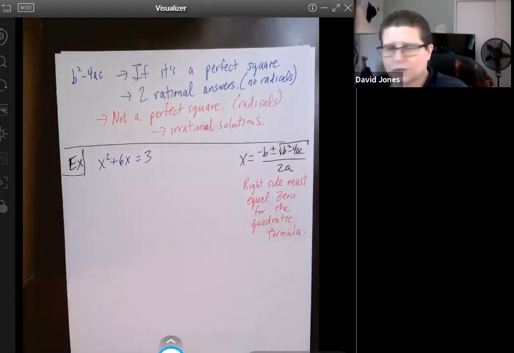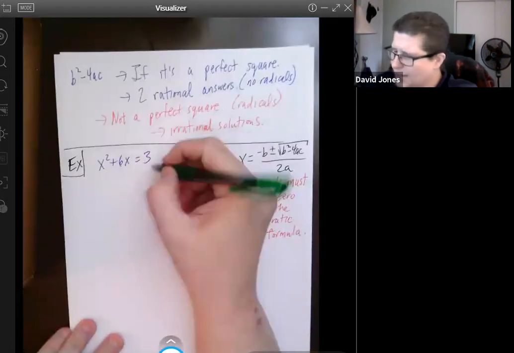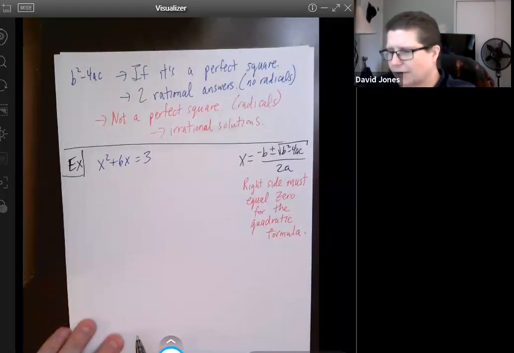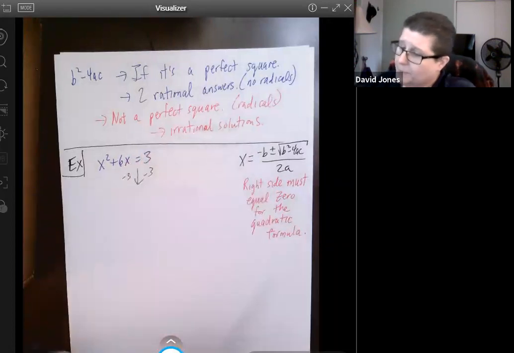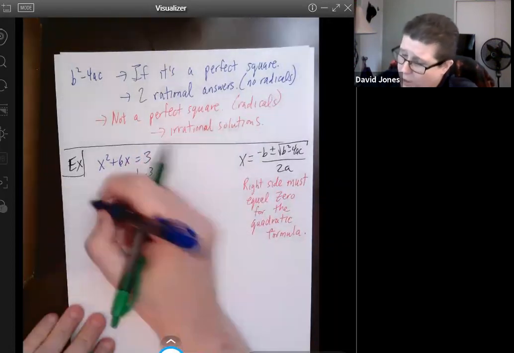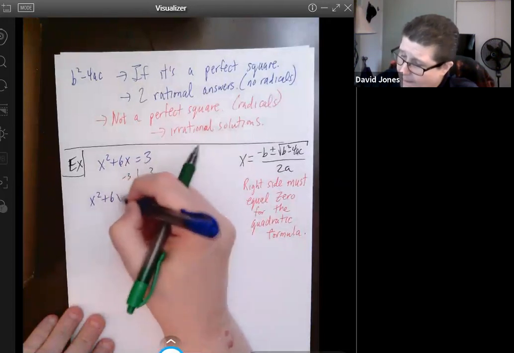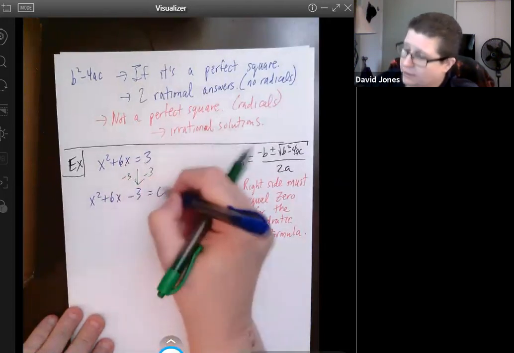Now, it takes some work to memorize, but flashcard it. Flashcard, flashcard, flashcard. So I do not have it equal to 0 right now. So what I'm going to do is subtract 3 from both sides. And if I do, I get x squared plus 6x minus 3 equals 0.